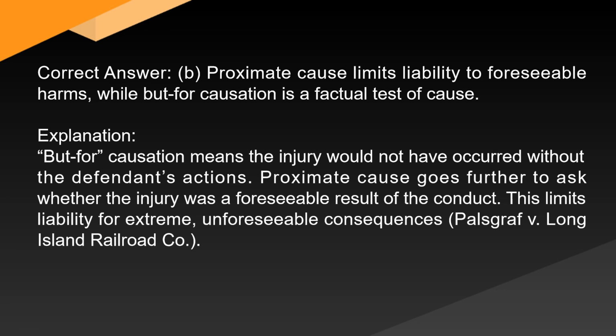Explanation: But-for causation means the injury would not have occurred without the defendant's actions. Proximate cause goes further to ask whether the injury was a foreseeable result of the conduct. This limits liability for extreme, unforeseeable consequences. Palsgraf v. Long Island Railroad Co.